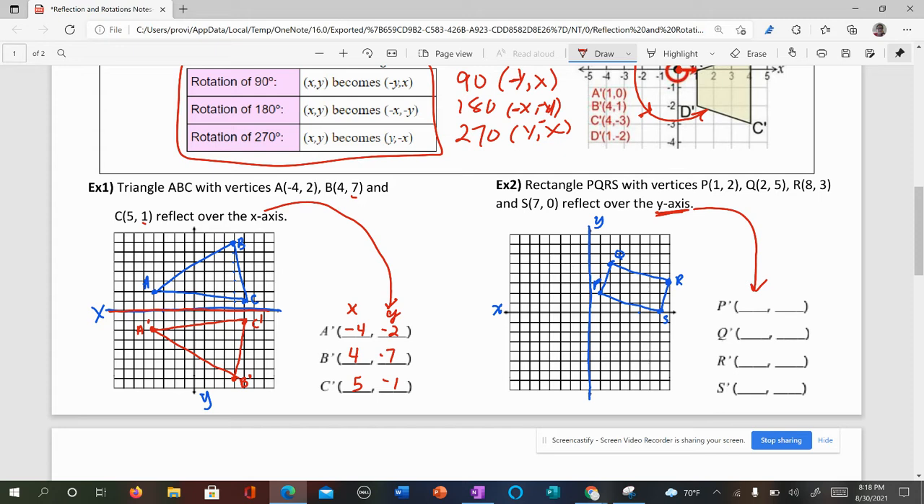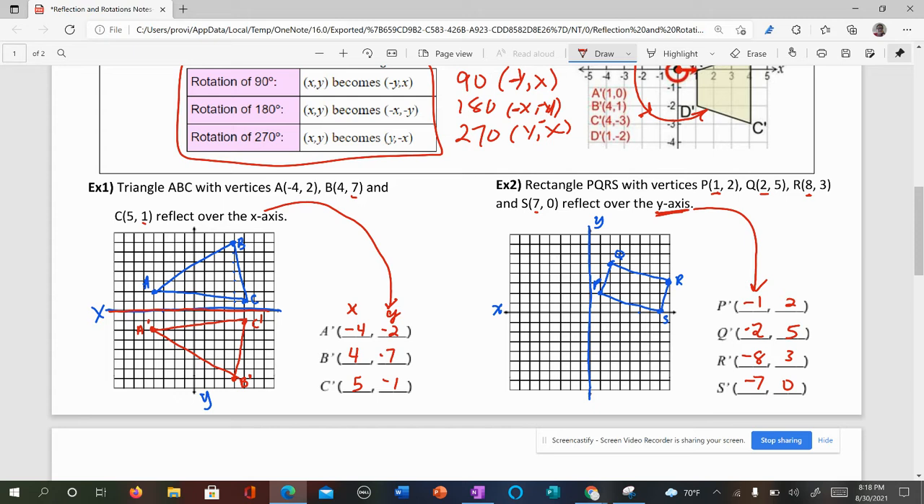is going to change signs. Okay, so the 1 turns negative, so it's -1, 2. The 2 turns to the opposite, which is -2, 5. 8 turns into -8, 3. And then lastly, -7, 0. So when we do this, it should be over here. Now, these are the correct coordinates.